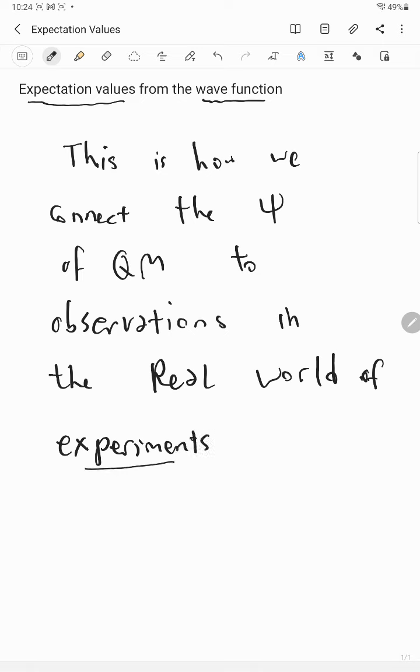No experiment is ever going to show you psi directly. Experiments are only ever going to give you outcomes, right? You're going to measure values, and somehow psi makes predictions of those values. This is the point of the lecture today, these expectation values.